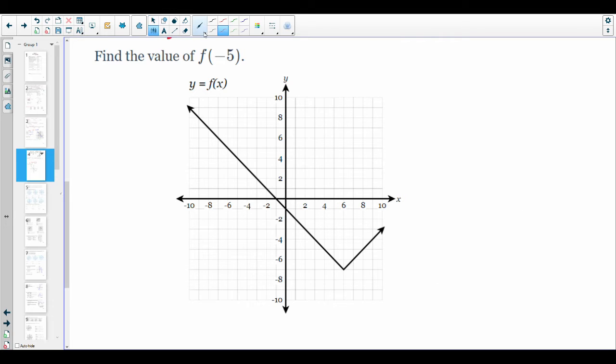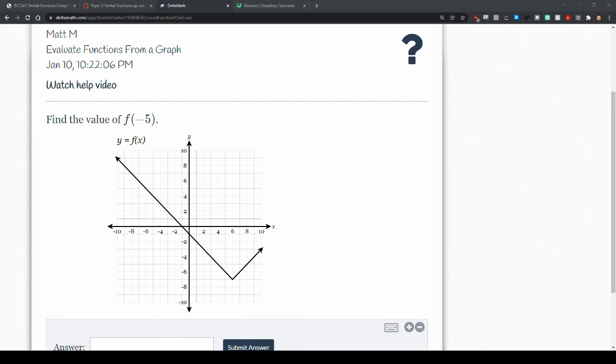Okay. So remember, y equals f of x. Look, they wrote it there for you. So when x is negative 5, what's y equal to? 4. f of negative 5 equals 4. See, this stuff is easy.